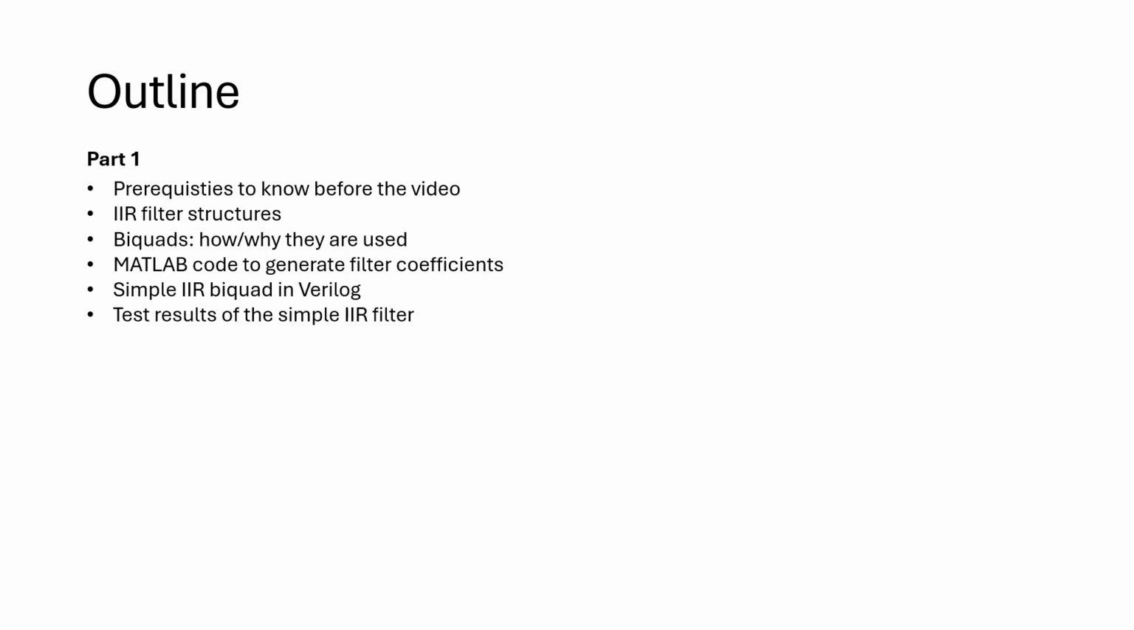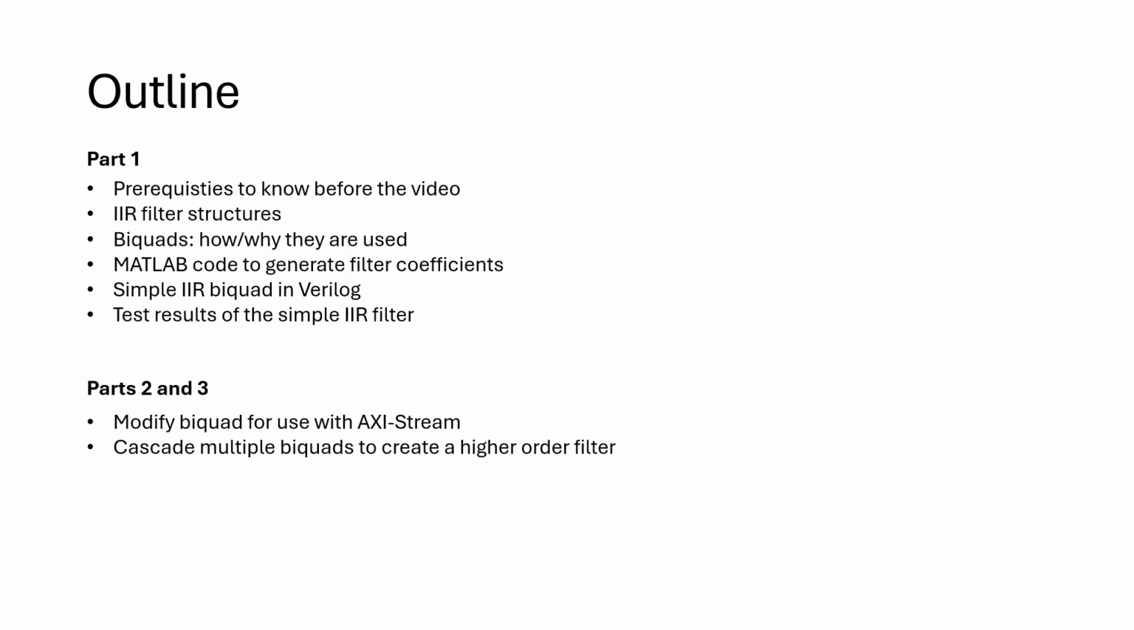And just a little bit of a sneak peek, in parts 2 and 3, I'll write an AXI-Stream wrapper around the biquad so it can be used with the AXI-Stream protocol. And then I'm going to cascade multiple biquads in order to create a higher order filter. And why I'll be cascading these will become evident within the next few slides.